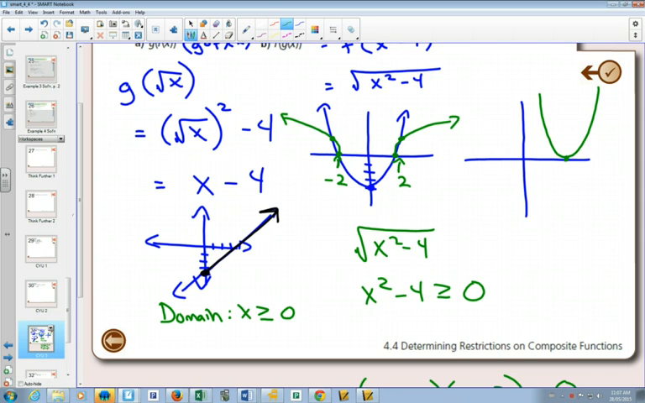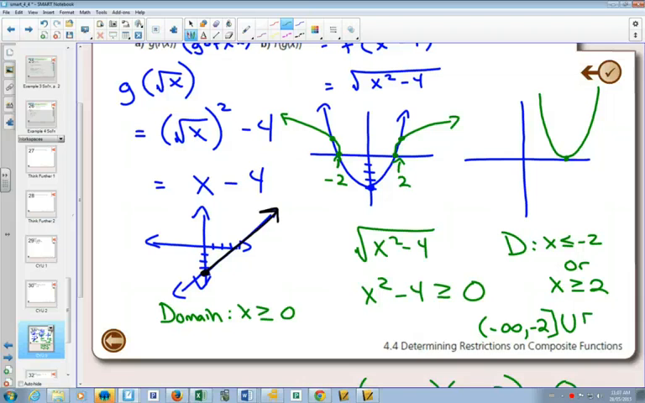So we could see from the graph, or we can see from solving it, that our domain is x is less than or equal to negative 2, or x is bigger than or equal to 2. In interval notation, you would go from negative infinity to negative 2 and include negative 2, or from 2 to infinity. So you could use either of those notations. Questions you can do for practice are 6A, B, and C, and question 10.